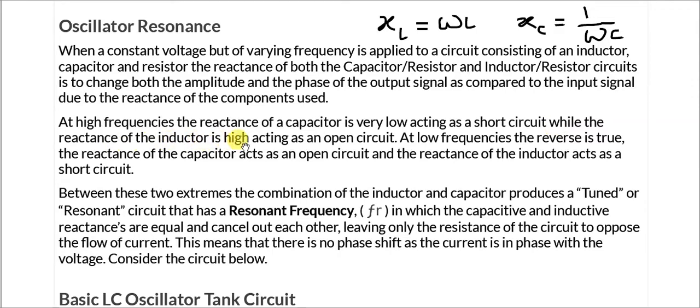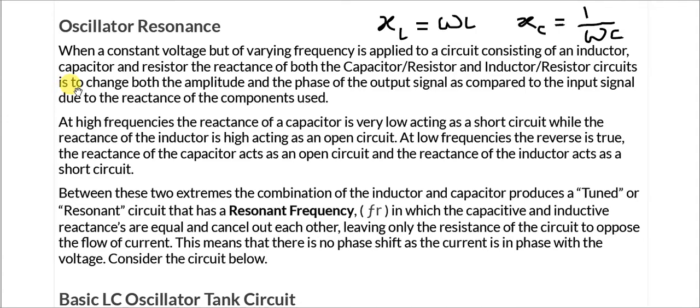XC is equal to 0. XL is infinite if you put omega, so XL is equal to infinite, which means an open circuit, and this will be acting as a short circuit. So at a low frequency, the inductor-resistor circuit changes both the amplitude and the phase of the output signal as compared to the input signal.